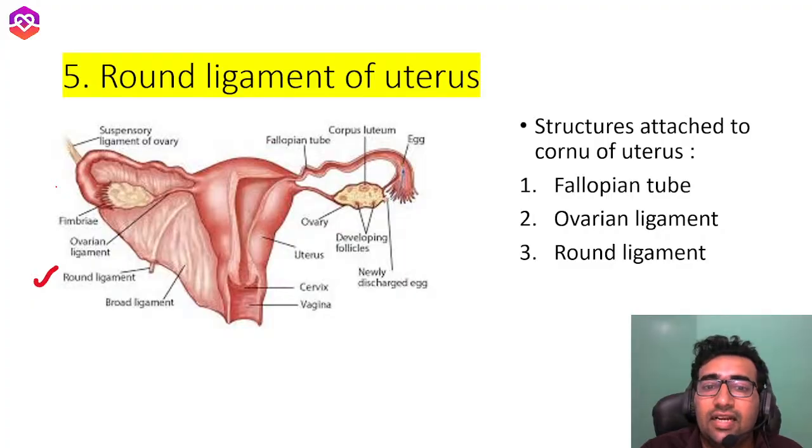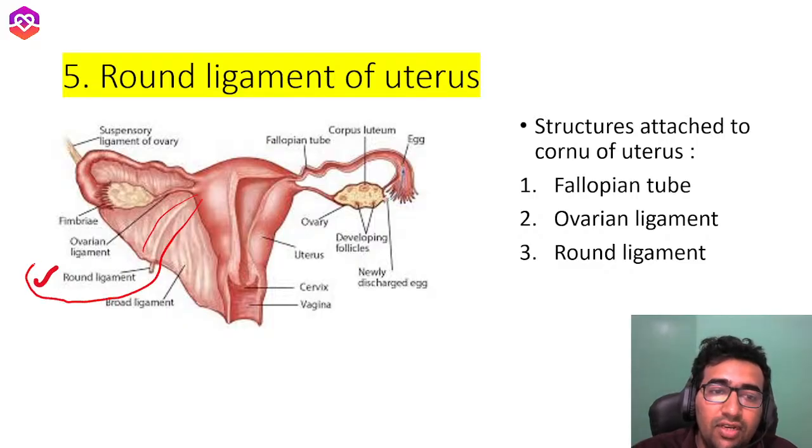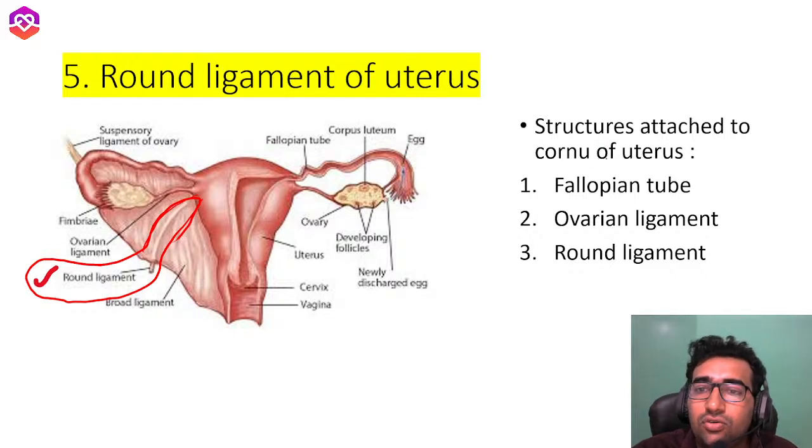Okay. Now think about the round ligament. The last ligament under adnexal structure is the round ligament. The figure itself clearly explains this round ligament. See, this is our round ligament. Our round ligament is this one. So round ligament is actually a structure attached to cornu of uterus. See, this round ligament is also attached to cornu of uterus here.